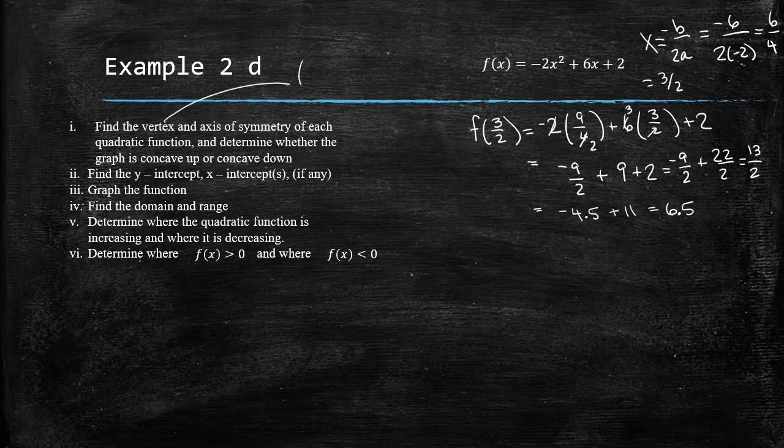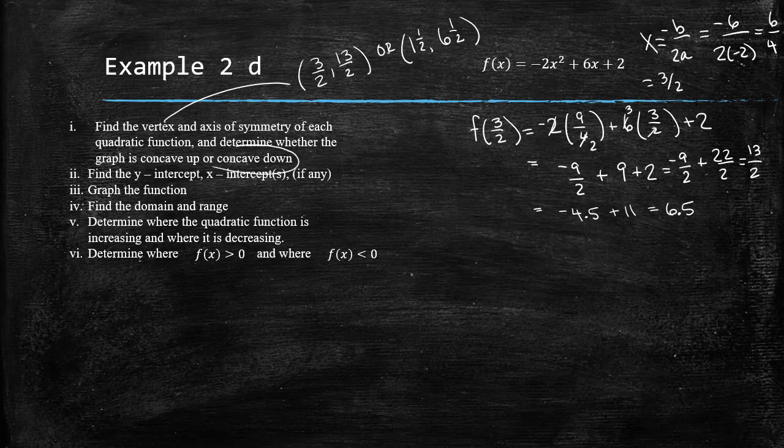Okay, so our vertex is at (3/2, 13/2), and again, either a mixed number or a decimal actually might be easier here since we need to graph it.